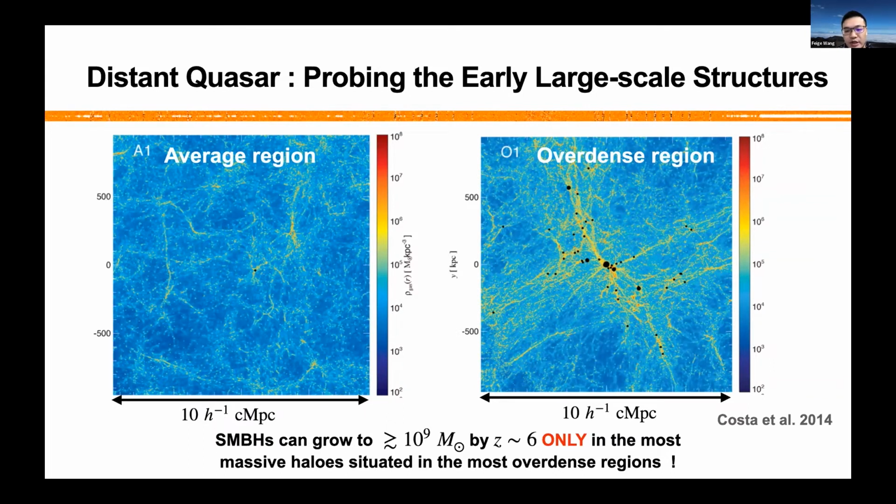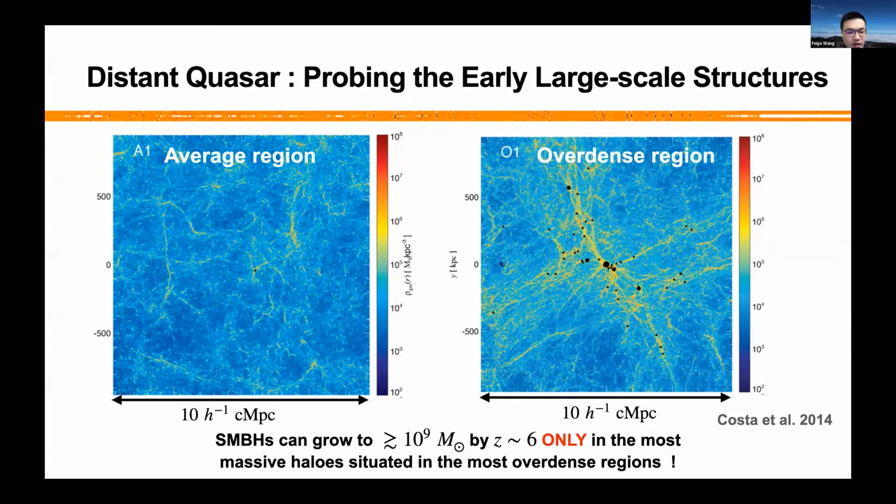On a larger scale, those luminous quasars are the most rare objects in our universe and have been thought to be traced by the most massive halos. In this slide, I show two volumes of a cosmological simulation. On the left is a volume with a density similar to the mean density of our universe. And the right panel shows a very overdense region. The black dots indicate the locations of black holes: the small dots indicate 10^6 solar mass black holes, while the big dots indicate the locations of 10^9 solar mass black holes. In these two figures, you can see that billion solar mass supermassive black holes can only be found in the most overdense regions, traced by the most massive halos at redshift 6.